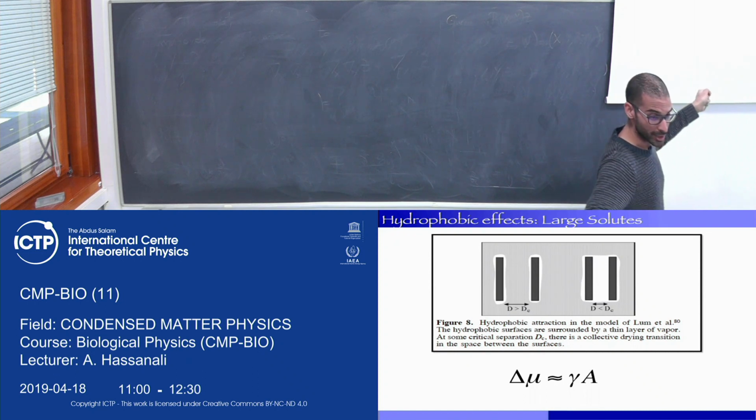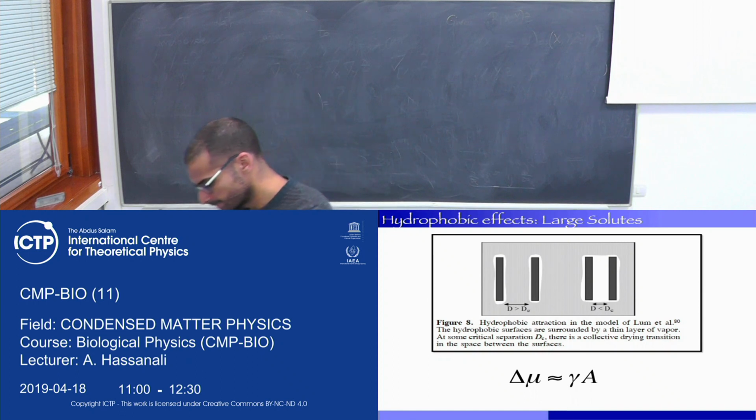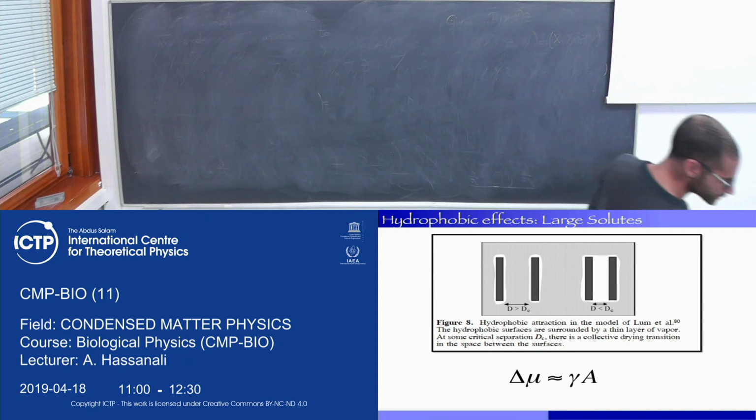Okay, so in some ways you're creating a vacuum-like condition here, or vapor phase more correctly, and if there's a drying transition, so I go from liquid to vapor phase, that's going to drive the two plates to come close to each other. Okay, so that's one of the ideas.